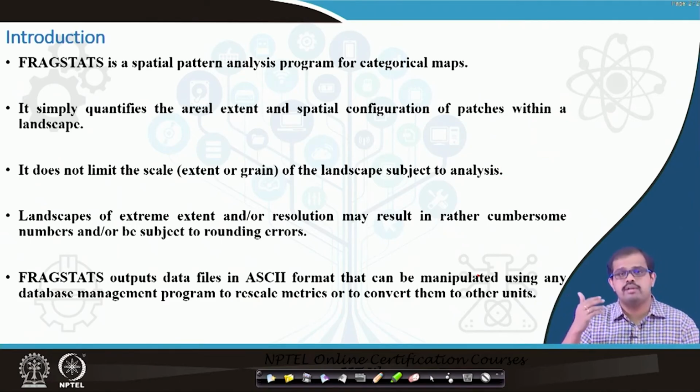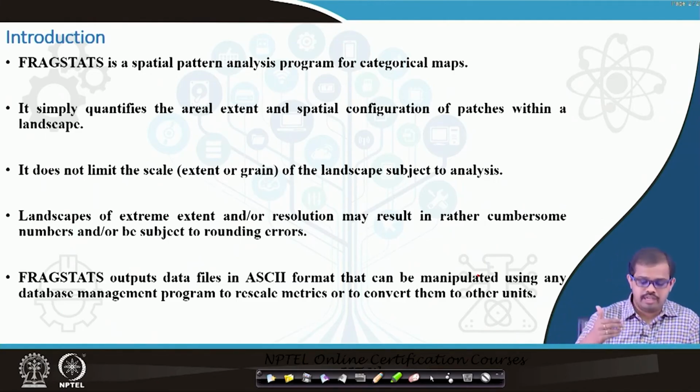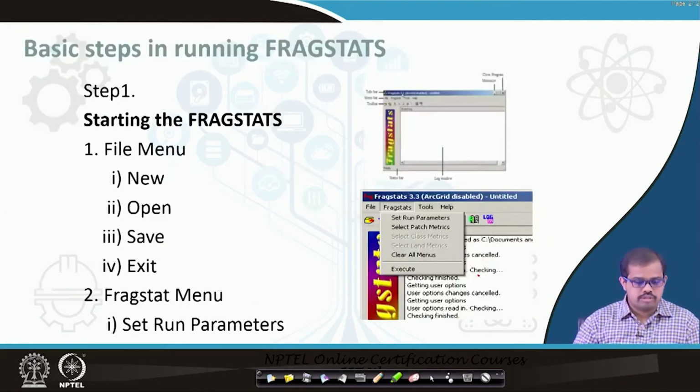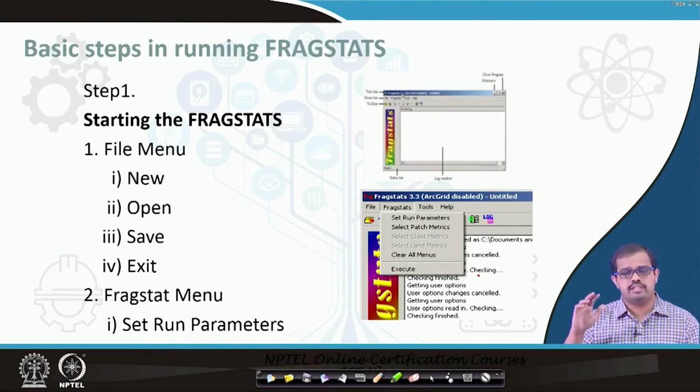FragStat outputs normally in ASCII file format that can be manipulated using any database management program to rescale metrics or convert them to any of the other units. Okay, so I will just give you a brief about how FragStat works. You can just type in Google and download FragStat. It is a very small program, maybe in terms of MBs, and when you double click it, you get even the portable format, you get even the installable formats.